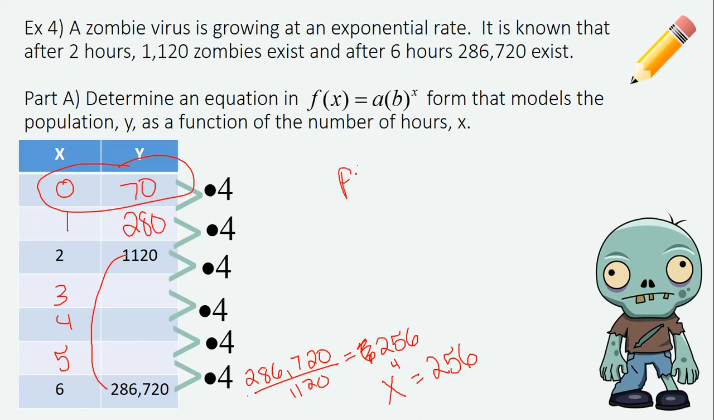So if I start to write the equation, your initial condition, how many zombies did you have to start with? Well, we had 70 zombies, and we are multiplying by 4 each time. So basically you would consider it a 400% increase.